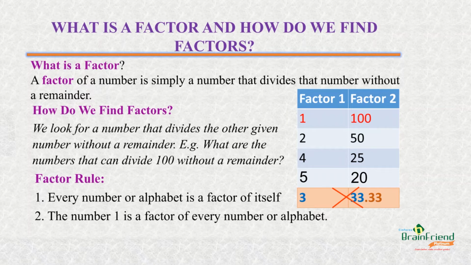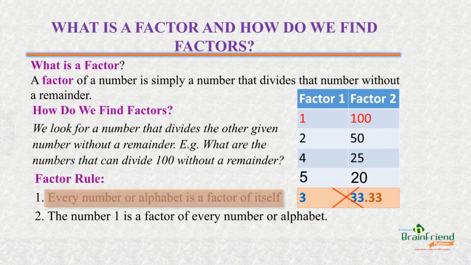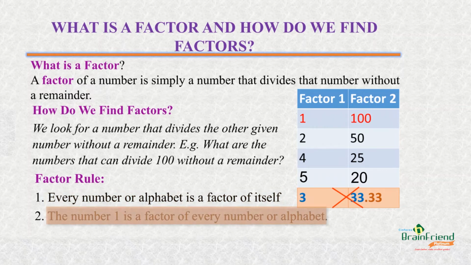Wait, did you notice that I skipped 3 while I was going down? Let's try 3. 100 divided by 3, what do you get? Well, I got 33.33. That actually means that 3 is not a factor of 100 because when you divide 100 by 3, you get a remainder. So you see, to find the factors, we simply look for a number that divides that other given number without a remainder. There are 2 rules you need to have in mind while trying to find factors of any number. The first rule is that every number or alphabet is a factor of itself. Also, the number 1 is a factor of every number or alphabet.